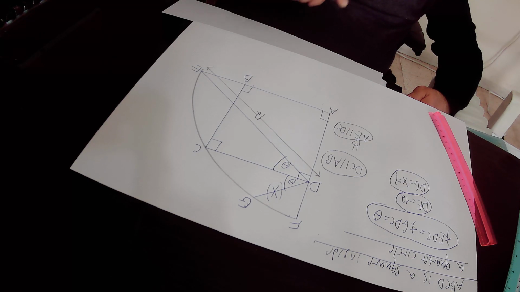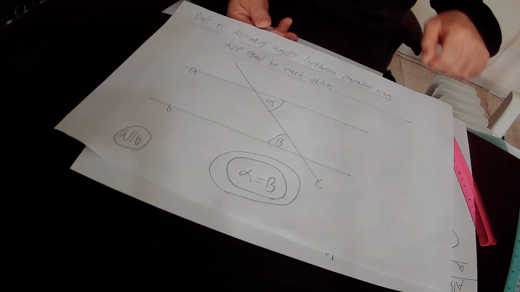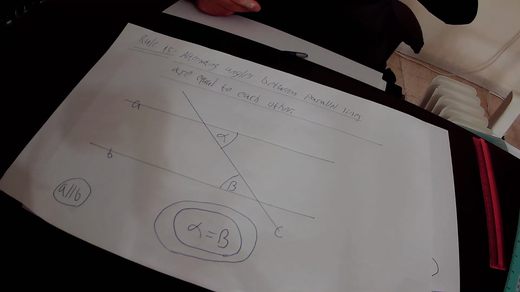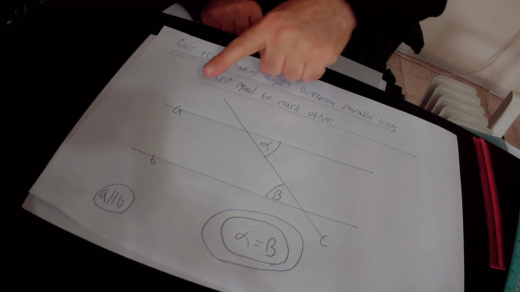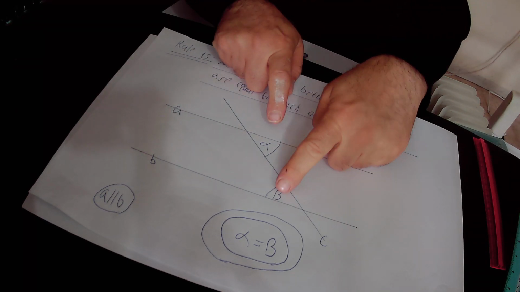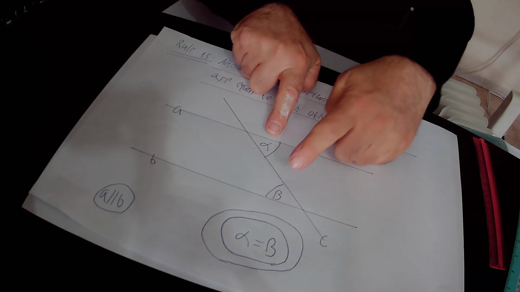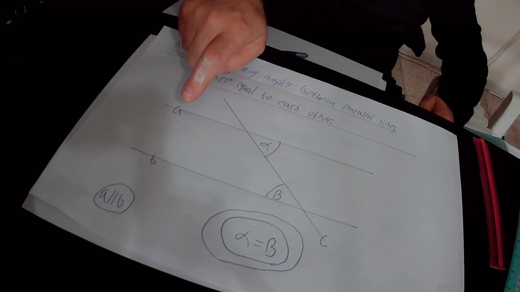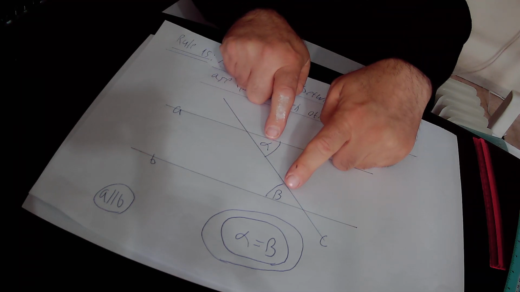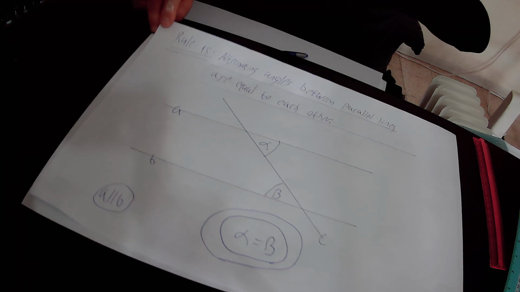So here we can implement rule 15. Let's take a quick look at rule 15: alternating angles between parallel lines are equal to each other. In the drawing we have line A parallel to line B, and we also have those two angles alpha and beta. They are defined as alternating angles, and they are located between the parallel lines A and B, and therefore they are equal to each other. That is to say, angle alpha equals angle beta. So we can implement rule 15 in our drawing.